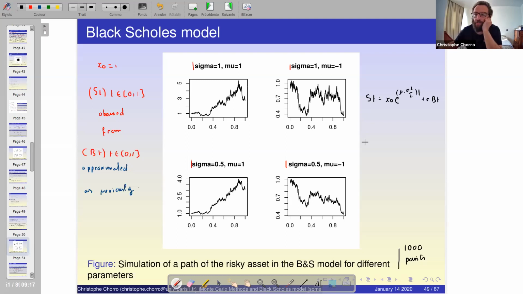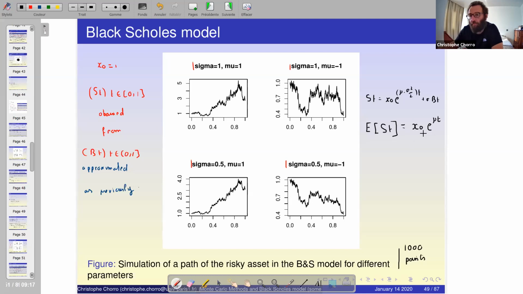And in particular, using the properties of the moment generating function of a Gaussian random variable, if I compute the expectation of St here, I obtain x0 exponential mu t. So it means that on average, the behavior of the risky asset is the same as the behavior of a non-risky asset associated with a rate that is no more r, but that is mu. I have S0 that is x0, and then the expectation of St is obtained through this exponential.